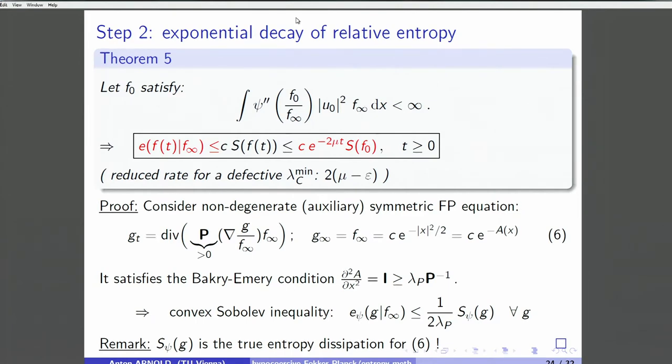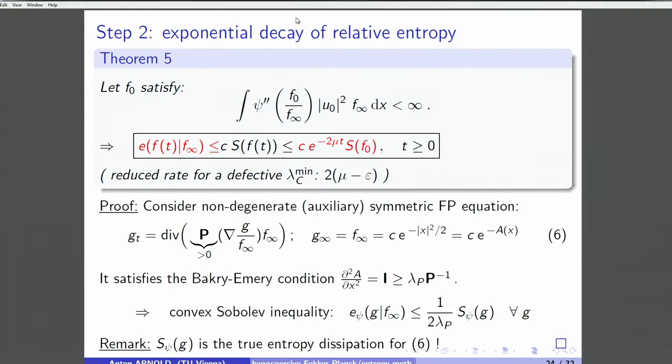Let me make one more remark. Why is this auxiliary functional G the right one? This auxiliary function G and this evolution equation the right one? Well, the modified Fisher information S is just the true entropy dissipation for this auxiliary equation. And therefore, this is the reason how the story matches. So where do we stand? We have here exponential decay of the relative entropy. This was my goal, so I could stop here.